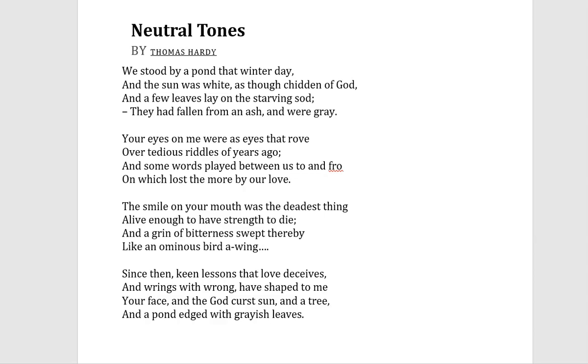A few leaves were gray. Notice that gray is a between color. It's not yet black or totally gone, but it's gray. If something's graying, it's changing. It's turning. It's sort of a between. And so what you have here are dead, dying leaves. Also, skipping down to the last stanza: since then, keen lessons that love deceives and rings with wrong have shaped to me your face, the God-cursed sun. It's almost as though God cursed the sun, so it's not doing the job it's supposed to do. A pond edged with grayish leaves.